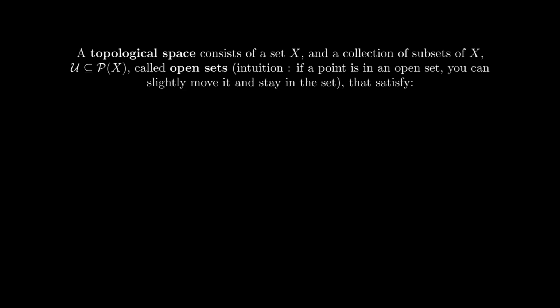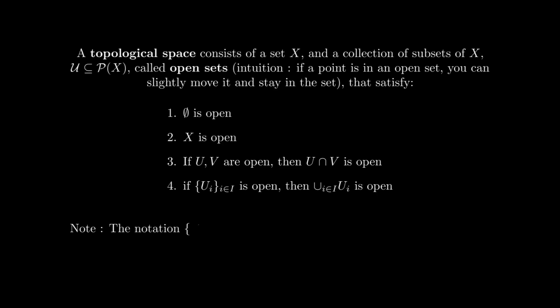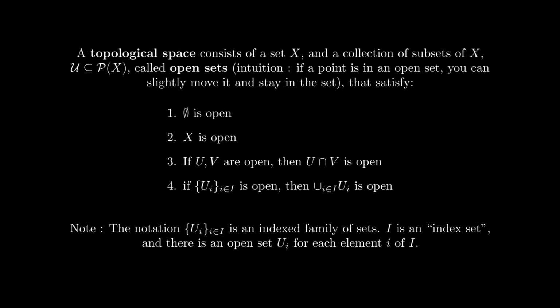Now we get to an important definition. A topological space is a set, along with a collection of subsets called open sets, such that these four properties hold. A closed set is a set where the complement is open.